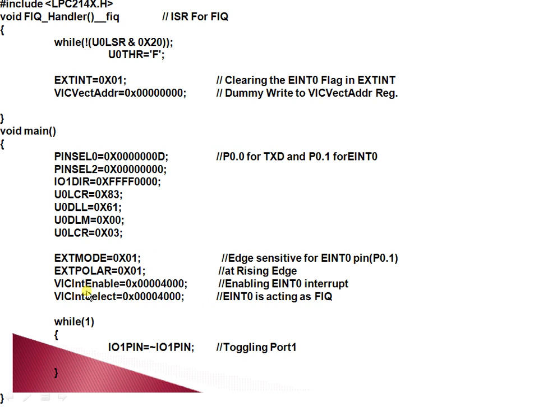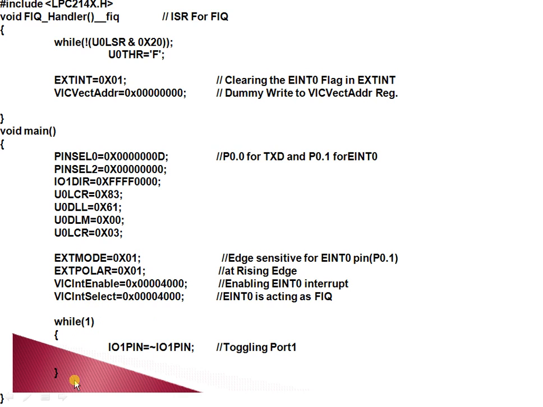Then I'm using the interrupt enable register. As this is our first step, we have to enable the interrupt. As I want EINT 0, I'm enabling this particular interrupt. EINT 0 is now enabled, and then I have to select whether it is acting as an FIQ or as an IRQ. As I told you, now we are generating an FIQ. So that's the reason I'm configuring this EINT 0 to act as FIQ. So I'm programming the interrupt select register.